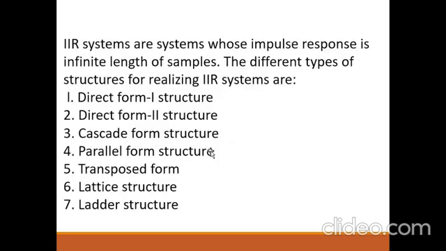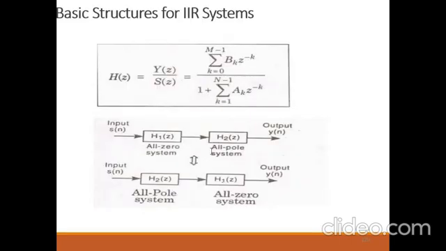So there are different types of drawing the IIR systems, which are the direct form 1 and 2 structures, cascaded form structure, parallel form structure, and the transposed form, lattice form and ladder form structures. In these different structures, we have to know what the basic form of the IIR filter is. The basic form of the IIR filter includes all of the zero terms and all of the pole terms, and the output.